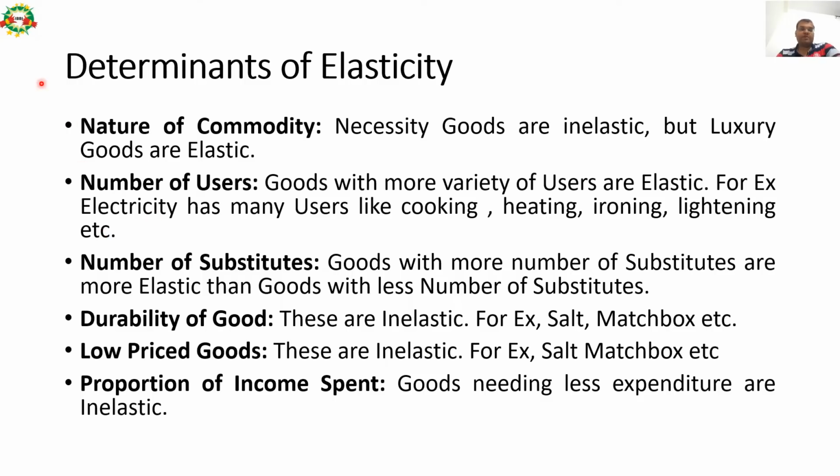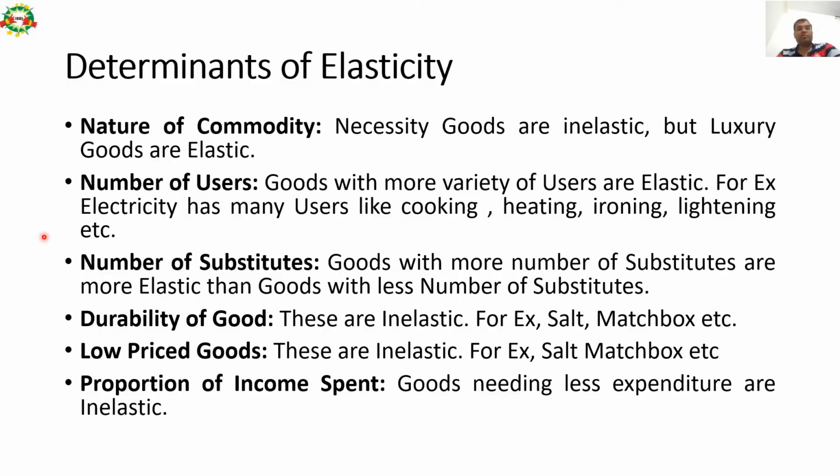So these are the determinants of elasticity. Nature of commodity: necessity goods are inelastic, but luxury goods are elastic. Please remember, each and every slide is important from an examination perspective. A theory question can come out of any slide. Number of users also affects elasticity. Goods with more variety of users are elastic. For example, electricity has many users like cooking, heating, ironing, lighting, etc.